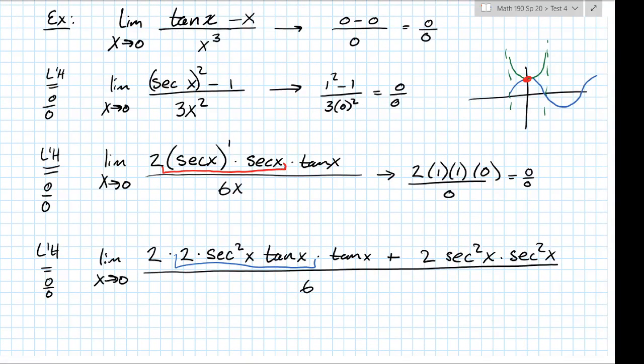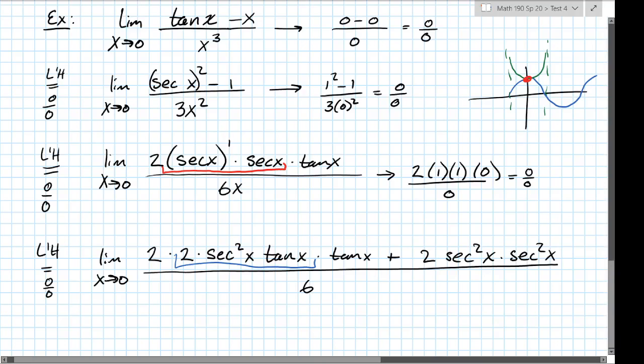Trying direct substitution, we notice that anything that has a tangent in it is going to go to 0. So all that's going to go to 0. And we're left with 2 times 1 squared times 1 squared divided by 6, which is 2/6, which is 1/3.